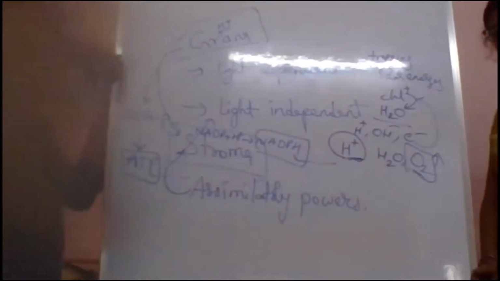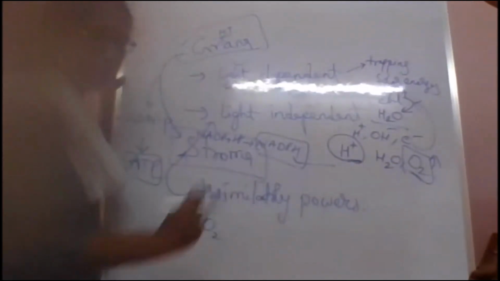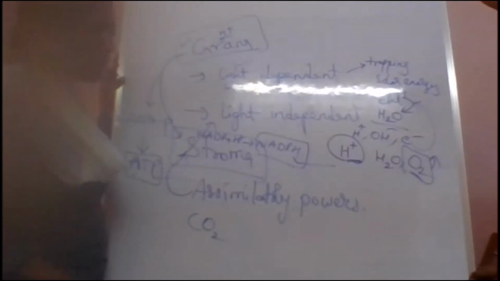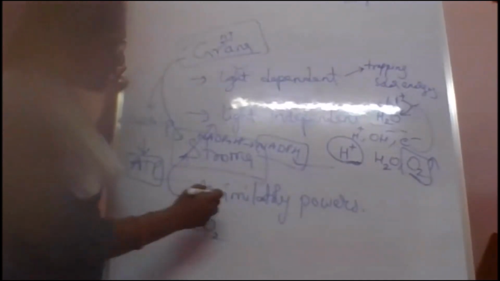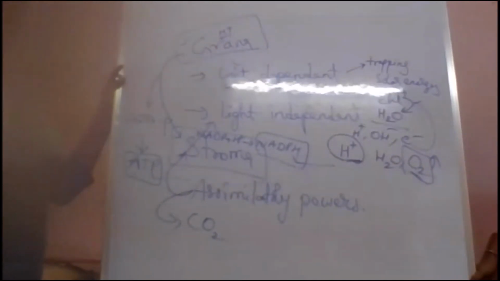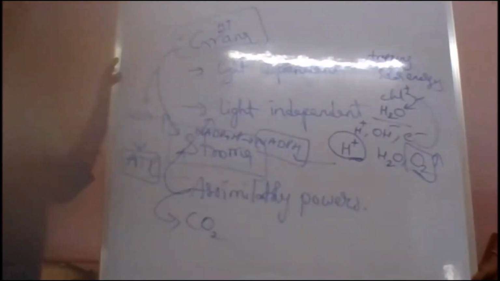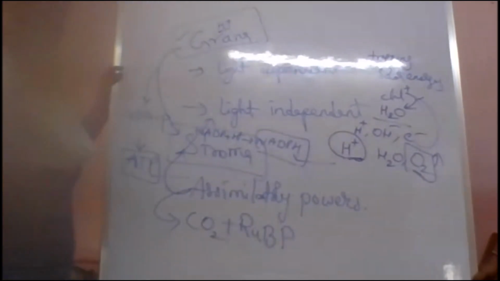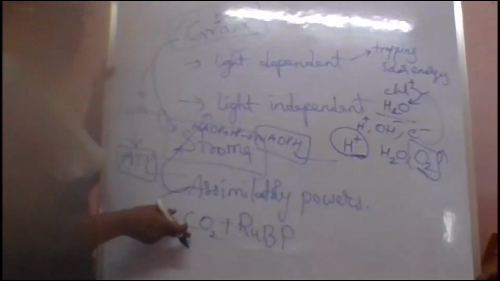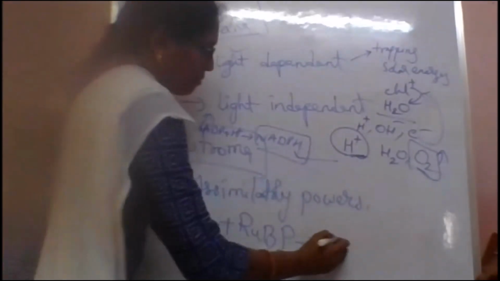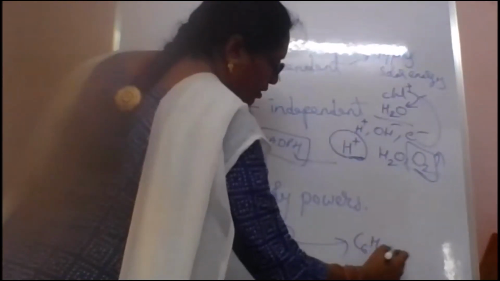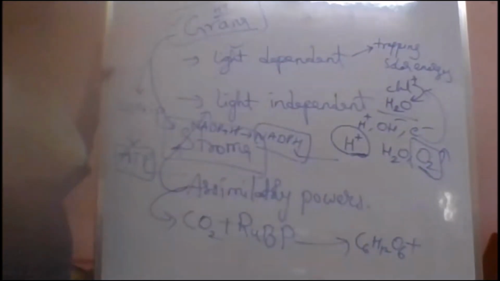And what happens in this dark reaction? The carbon dioxide gets fixed and is converted into glucose, and this needs energy. Where will they get the energy? These assimilatory powers help the carbon dioxide to get fixed. How is carbon dioxide fixed? RUBP, ribulose biphosphate, accepts carbon dioxide, and through various reactions you get C6H12O6, which is glucose, and RUBP is also regenerated.